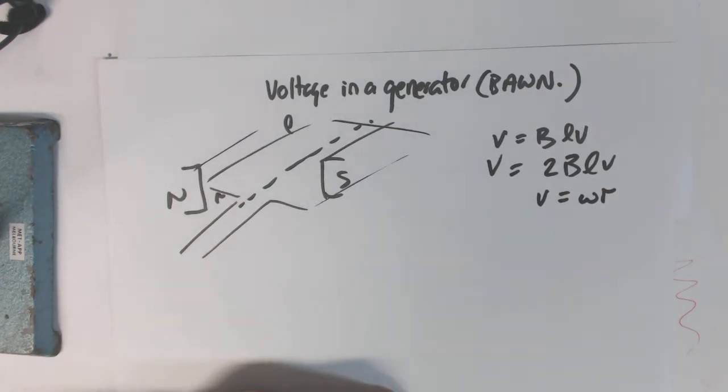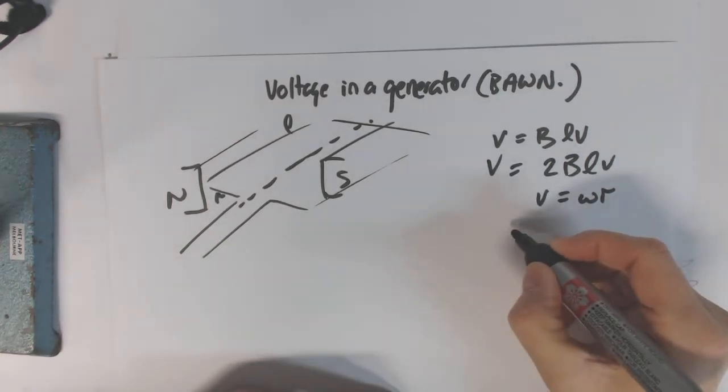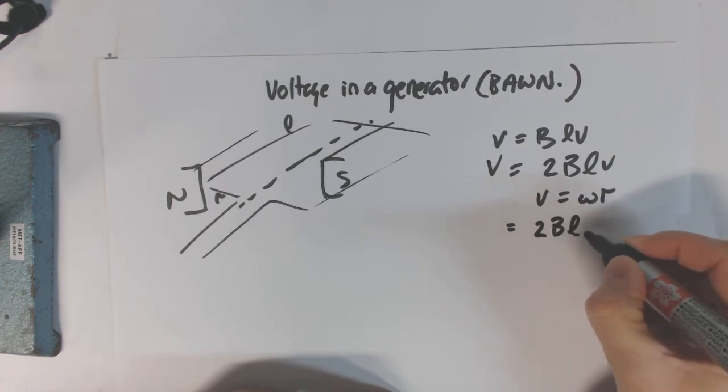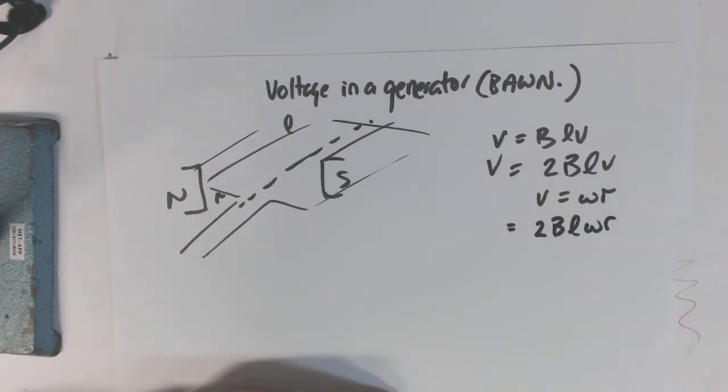Now I want to make the substitution which you're well used to now, which is omega r. So this has an angular velocity, and we can substitute that for V. So we can say 2BL omega r. So we're starting to get a little bit closer.